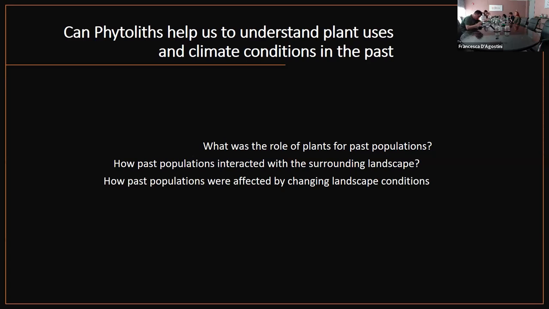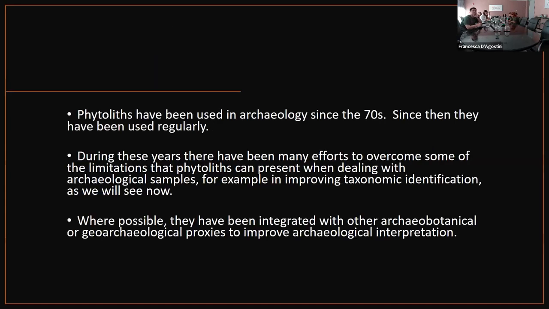So the first question is, can phytoliths help us to understand land uses and climate conditions in the past? What was the role of plants for past populations, how did past populations interact with the surrounding landscape, and how were past populations affected by changing landscape conditions? These are very general questions that we always ask when we need to look at archaeological sites.